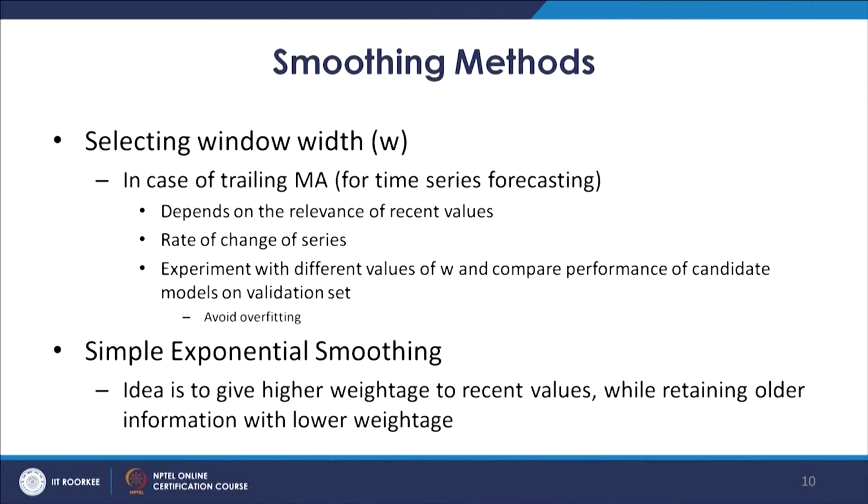Now let us move to our next technique, that is simple exponential smoothing. So let us discuss how this particular technique, simple exponential smoothing, is different from the moving average methods. The idea in this technique is to give higher weightage to recent values while retaining older information with lower weightage.